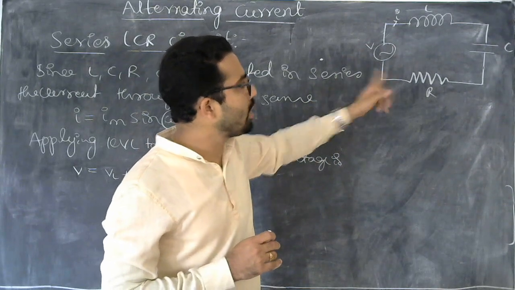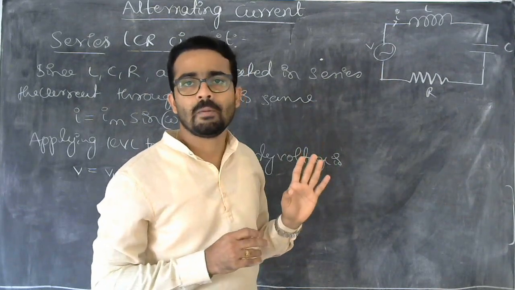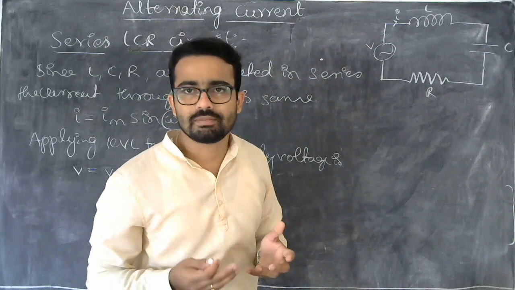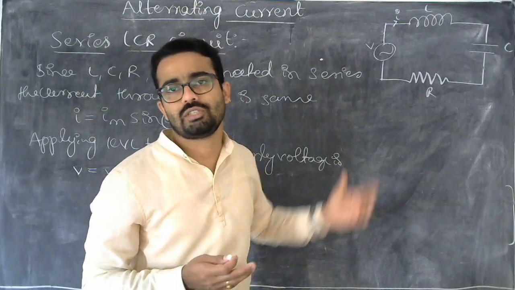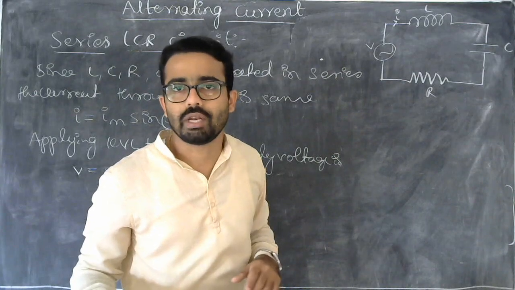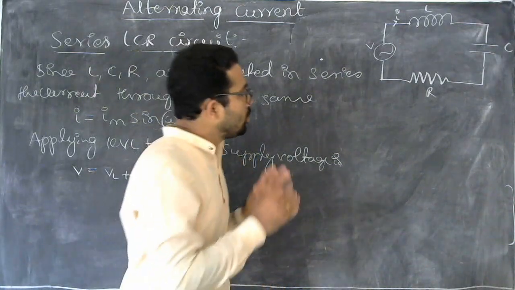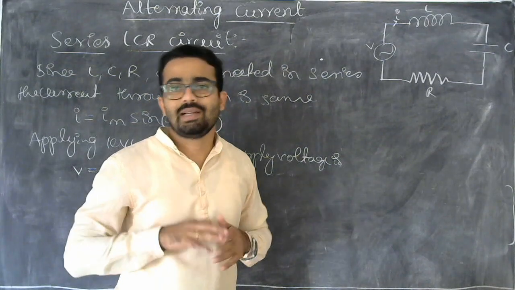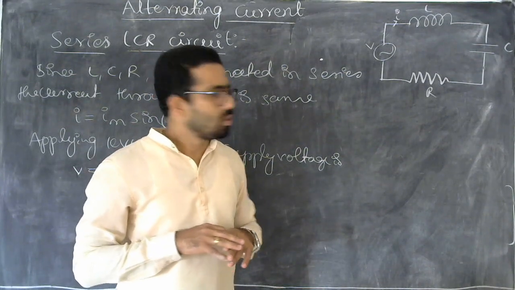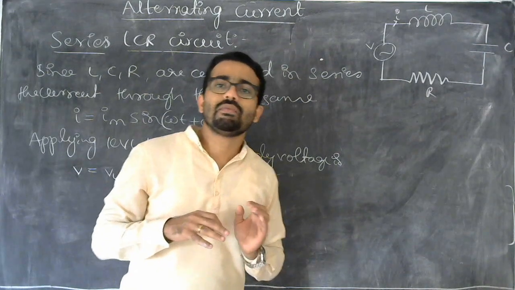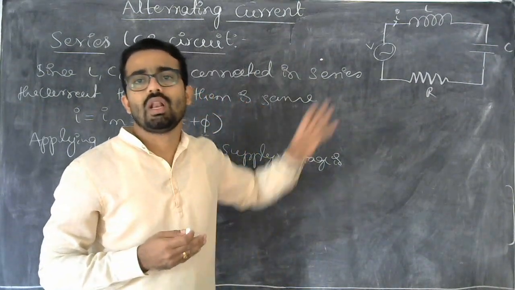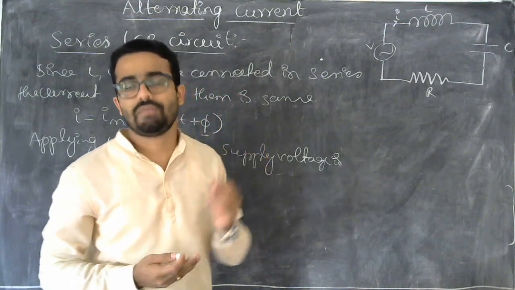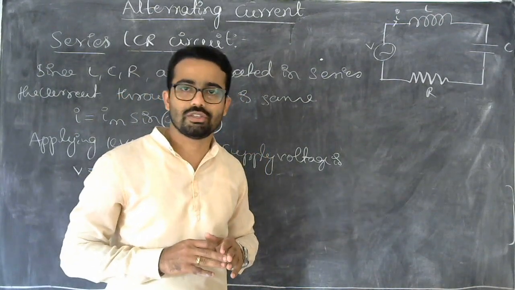So here you can say three components, and you can have a phase difference also, and it will be very difficult to show the phase difference between these components. To solve this problem, we'll go to the phasor diagram. According to the phasor diagram, we'll try to show the relation between the phase difference between current and voltage.